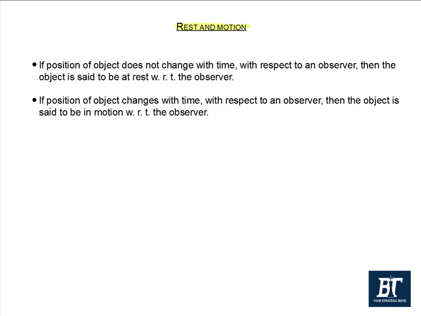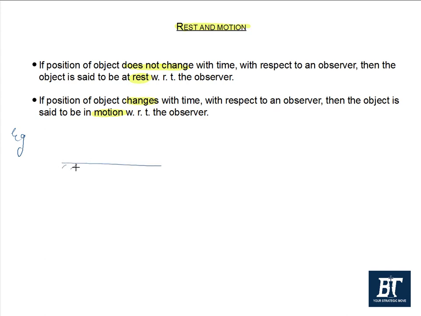Okay, so this is how we define rest and motion in physics. If position of object does not change with time with respect to an observer, then the object is said to be at rest with respect to the observer. On the other hand, if position of object changes with time with respect to an observer, then the object is said to be in motion with respect to the observer. We will take an example to understand this more clearly.